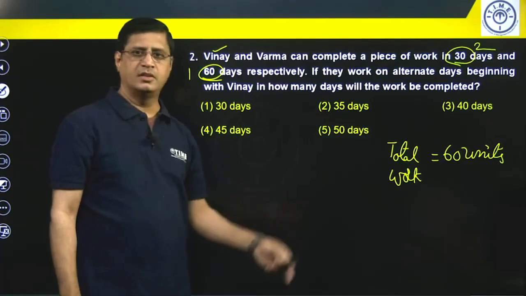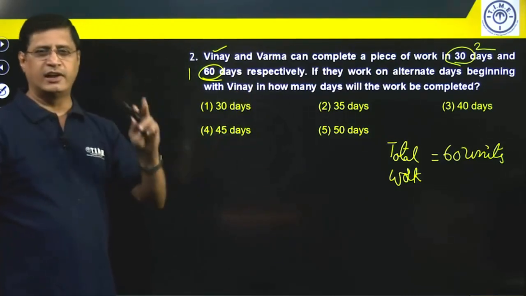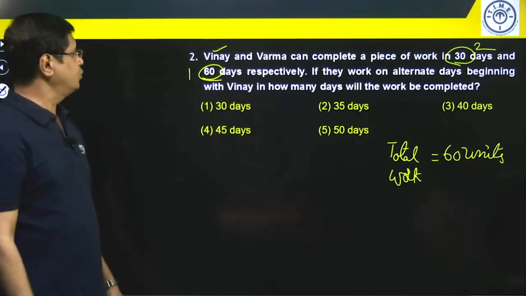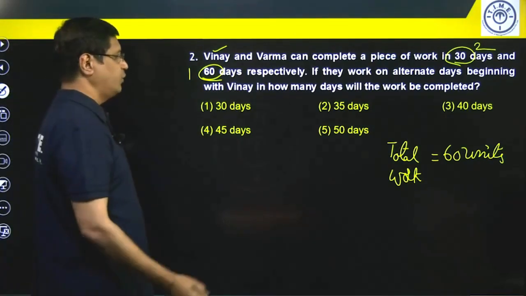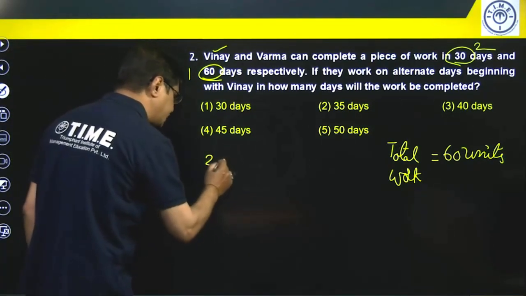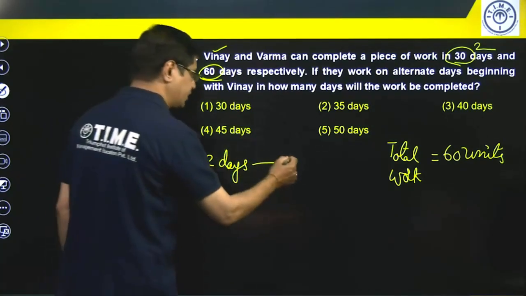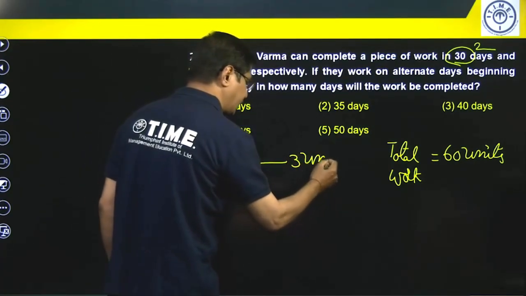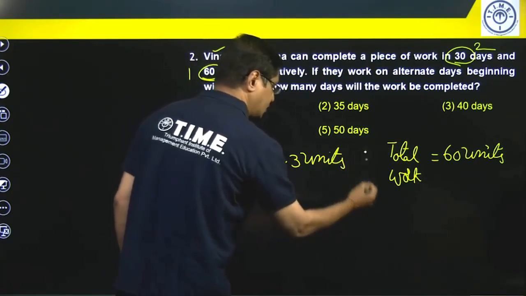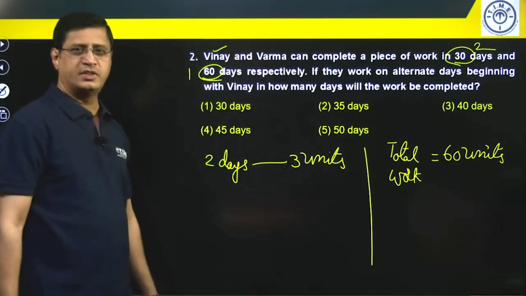60 by 30, the value is 2. 60 by 60, the value is 1. So Vinay can do 2 units, Verma can do only 1 unit. Now, in 2 days working alternately, they can do how many units? 2 plus 1, 3 units of work. In 2 days, they can finish 3 units.